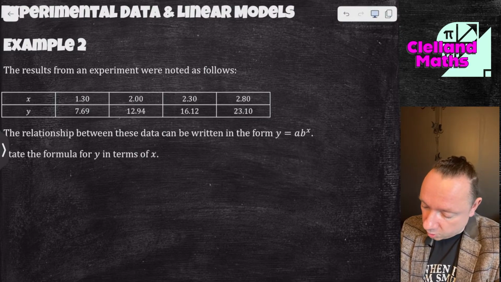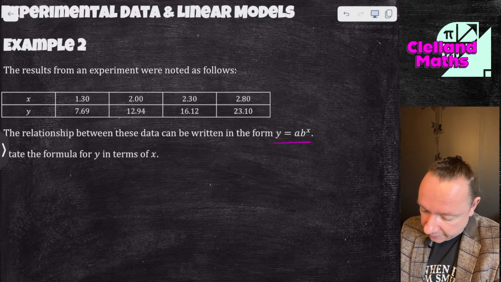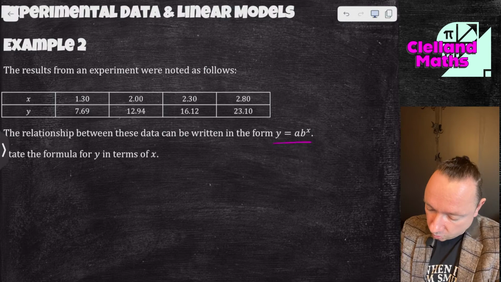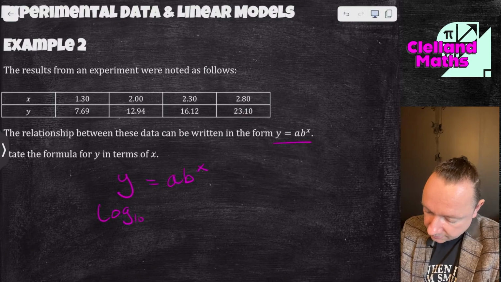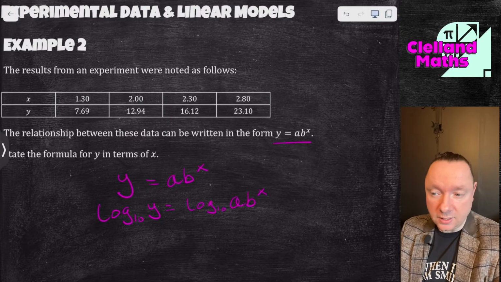And it says it can be formed in the relationship y equals ab to the x. Find the formula for y in terms of x. So y equals ab to the x. Let's just pick base 10: log base 10 of y, log base 10 of ab to the x. I would just start from there, I would not memorize things, okay?